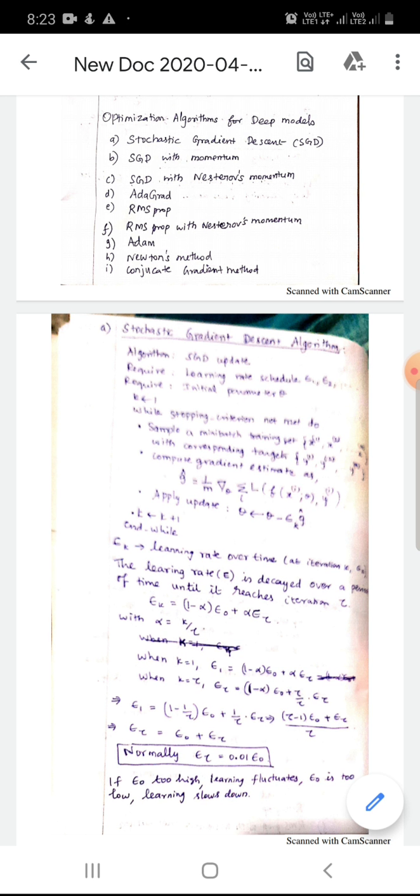Among these, the basic definitions, everything we have discussed in the second unit. So now we are going to see how we apply these basic formulae that we have seen in the second unit as an optimization technique for our deep model. Let us go one by one.